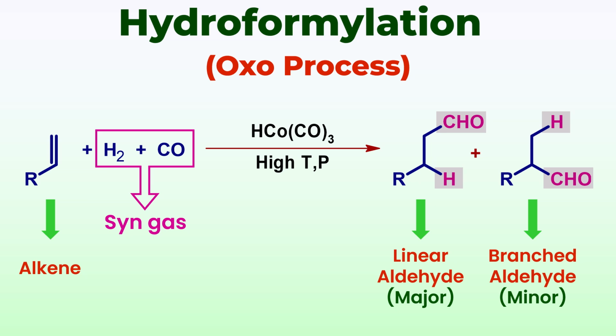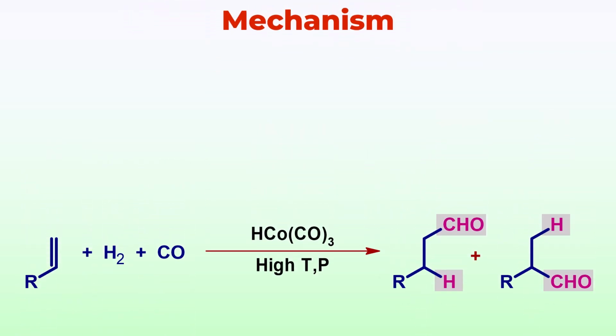In this reaction, one hydrogen atom and a CHO group are added across the double bond, forming an aldehyde with one additional carbon atom compared to the original alkene. Let us walk through the mechanism.